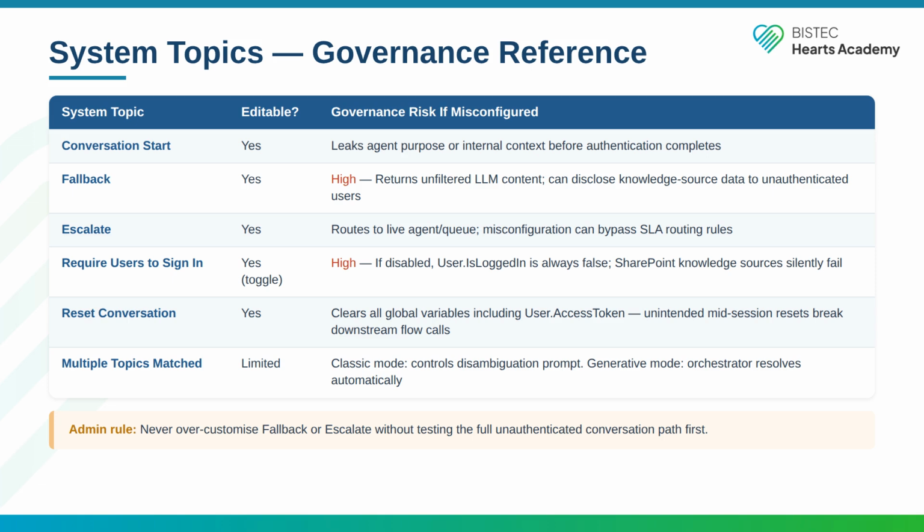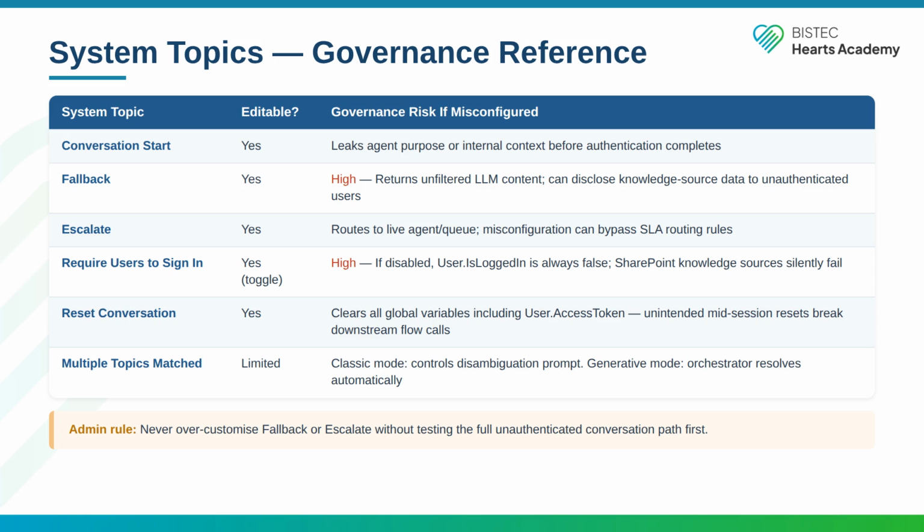Reset conversation clears all global variables including user.access.token. If any topic in the agent invokes reset conversation mid-session, even with good intentions, such as providing a restart option, any downstream Power Automate flow call that depends on the OAuth token will fail silently. The flow call will succeed at the HTTP level, but the downstream API will receive an empty or invalid token.